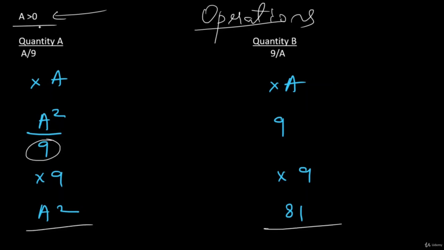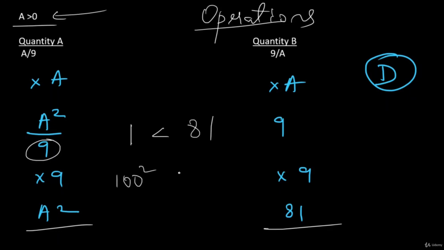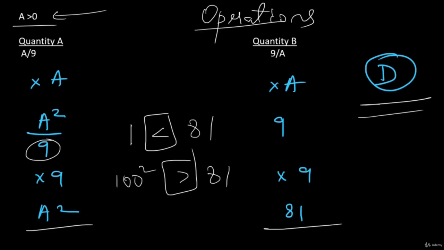The only thing given is A is greater than 0, right? So definitely the answer to this has to be D, right? Because I could take A as 1. In that case, 1 is less than 81. I could take A as 100. In that case, 100 square is greater than 81. So it's varying, right? So definitely the answer is option D.